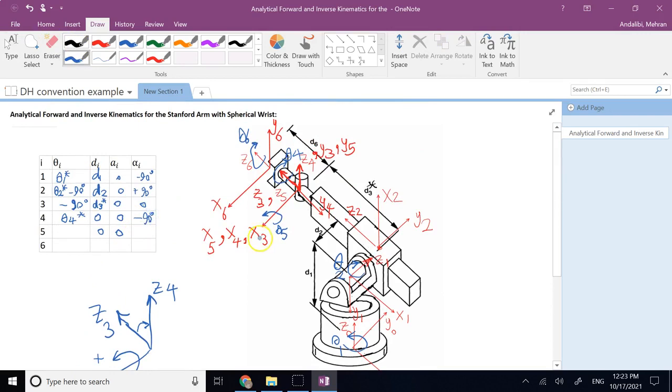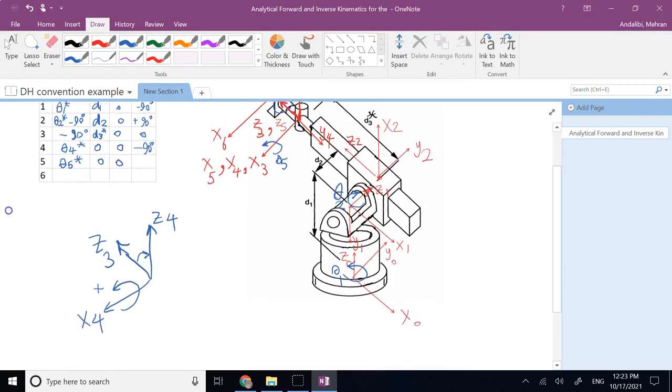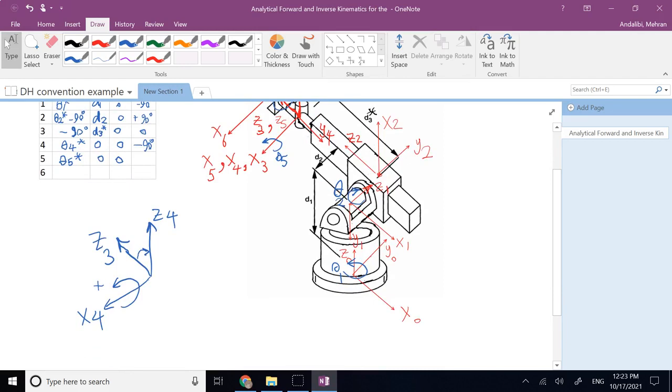Now you look at x4 and x5, again aligned. All you need is theta 5 to, in general, align them. And if you look at z's now, going from 4 to 5, z4 is the same, z5 is the same as z3, and new x5 is also this way. So this time the rotation that you need to align z4 to z5 is the same as the positive direction of rotation about x5, so this is going to be positive 90 degrees.